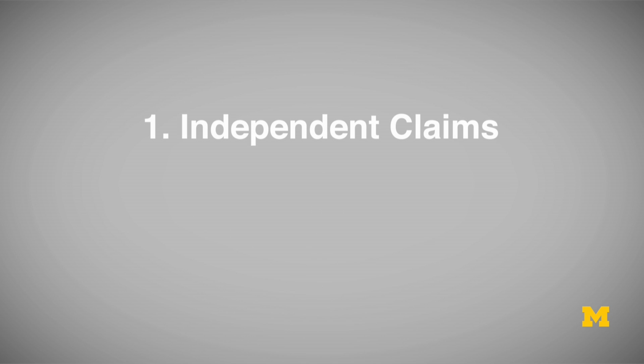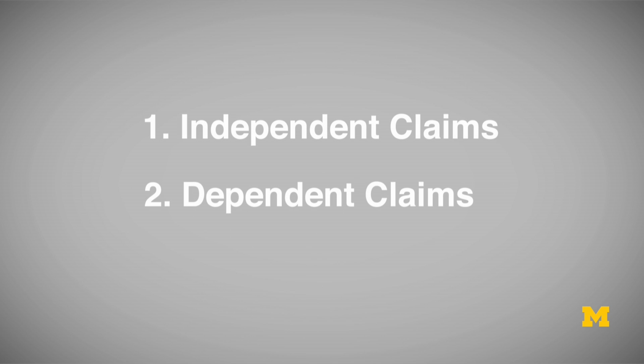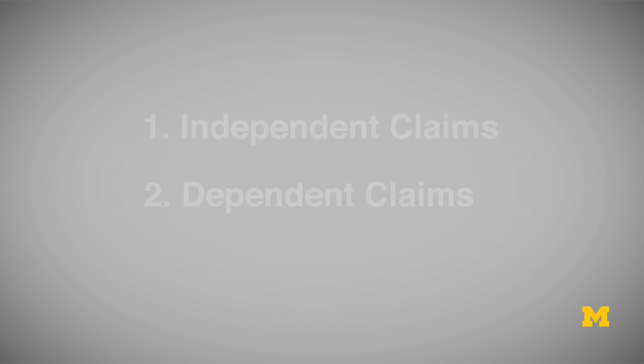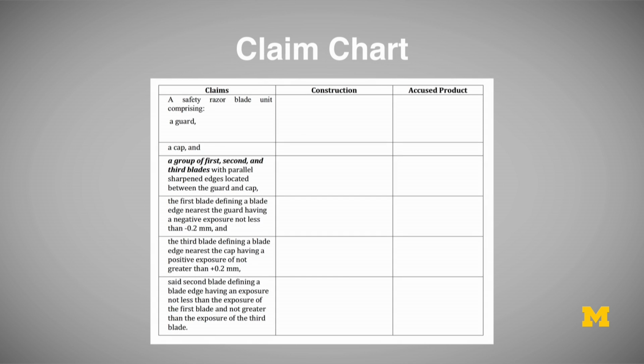So recall that there's 2 different types of claims in a patent. There's independent claims and there's dependent claims. As we look here at the 777 patent, you can see that claim 1 is an independent claim because it stands by itself. But there's also claims like claim 2, which says a safety razor blade unit according to claim 1, and then it adds extra elements. So you can understand that if you don't infringe claim 1, you necessarily don't infringe any claim that depends from claim 1. Because claim 2 has all the same elements as claim 1, if you don't have all the elements of claim 1, you also don't have all the elements of claim 2.